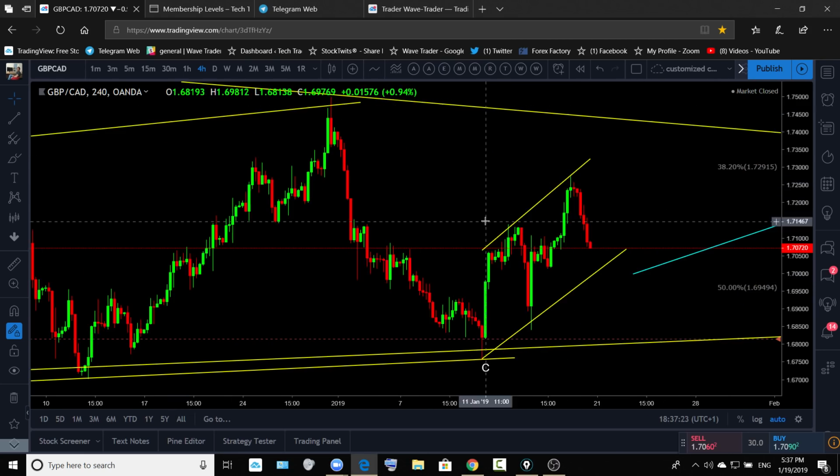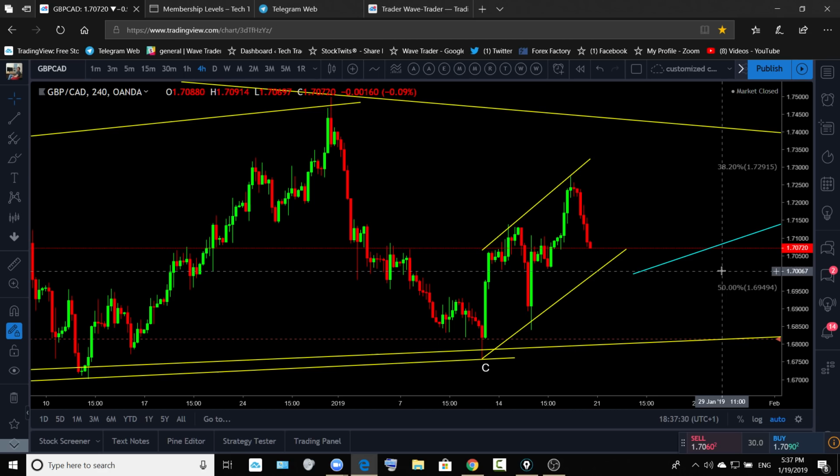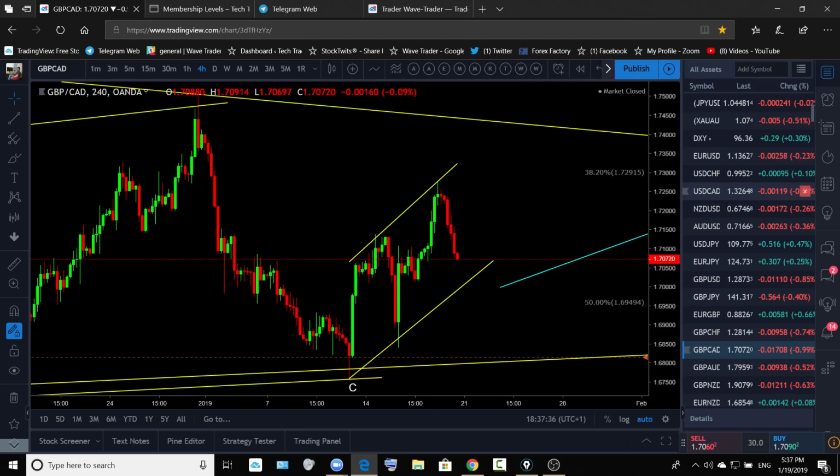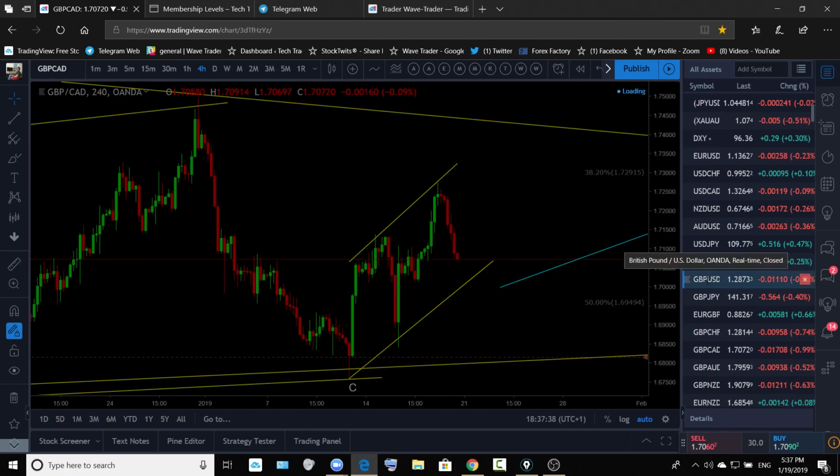This pair, the pound CAD, the pound New Zealand dollar, and the pound Australian dollar. I forgot to show you the pound dollar. Let me show you the pound dollar first.